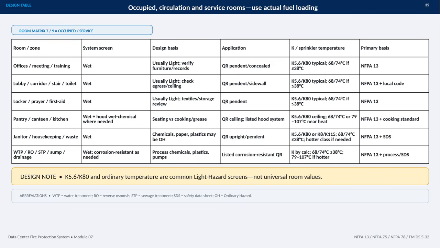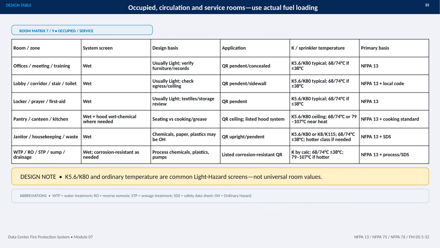Pantries, canteens, and kitchens require a more specific review. Seating areas may use ceiling sprinklers, while cooking and grease-producing equipment may also require a listed wet chemical hood system. Janitor rooms, housekeeping areas, and waste rooms can move into ordinary hazard when chemicals, paper, or plastics increase the fuel load. Water treatment, reverse osmosis, sewage treatment, sump, and drainage areas may need corrosion-resistant sprinklers, based on the process and its chemicals. The listed K factors and temperature ratings are common screening values, not universal room requirements.